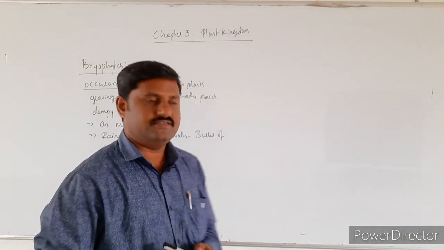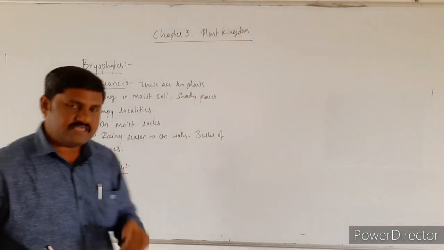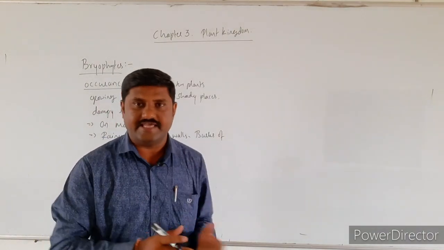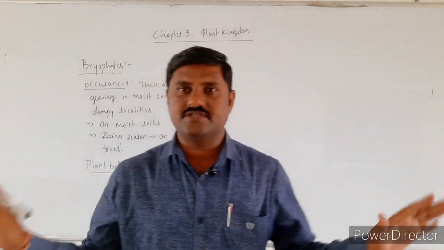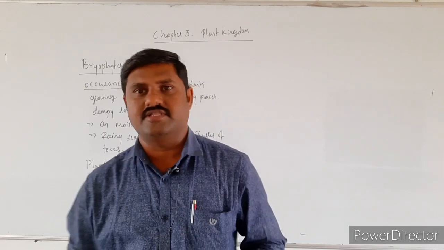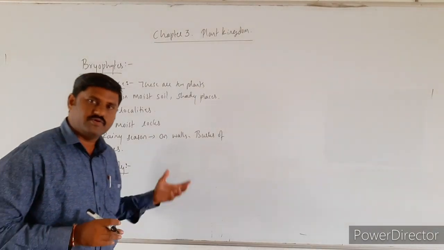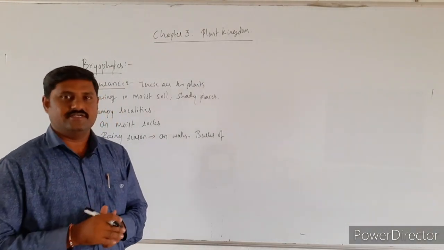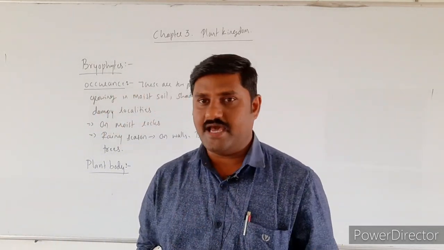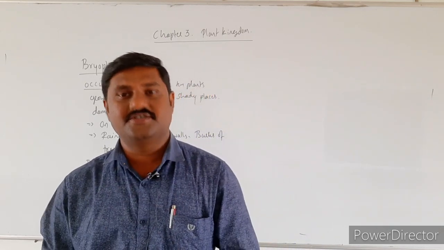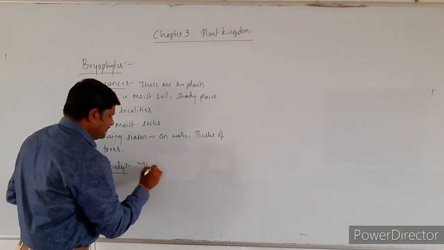The thallus, whatever you see in bryophytes, is somewhat different from these algae, right? In algae, least differentiation of the plant body is seen. But here, a little bit of differentiation in the plant body is seen. Why? Because the plant body thallus itself is differentiated into root like, stem like, as well as leaf like structures we will find over here.